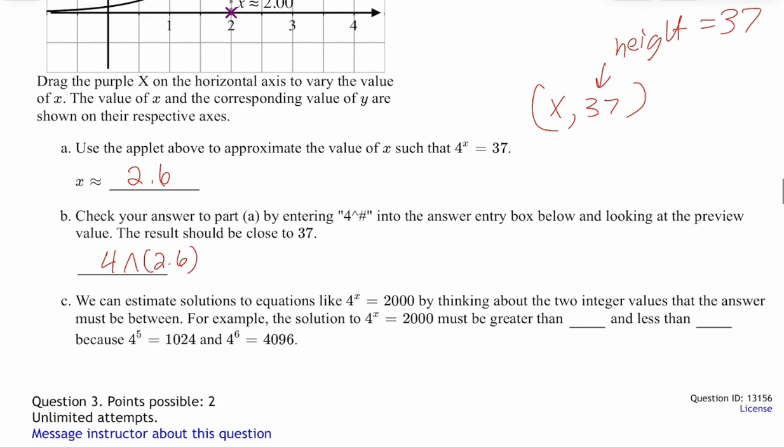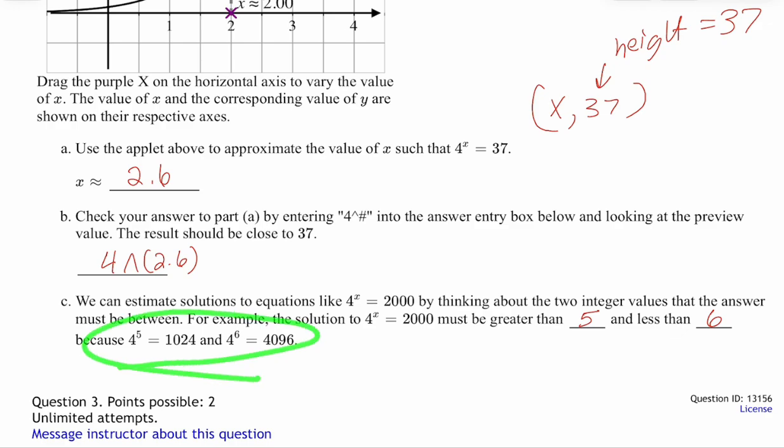Okay. And so C says, let's say we want to estimate what the x is in the equation 4 to the power of x equals 2,000. What is it between? Look at what they've told us. 4 to the 5th is 1,024. 4 to the 6th is 4,096. So our answer has to be somewhere between 5 and 6. More than 5, but less than 6. It's because 2,000 is stuck between 1,024 and 4,096. That's all they want there.